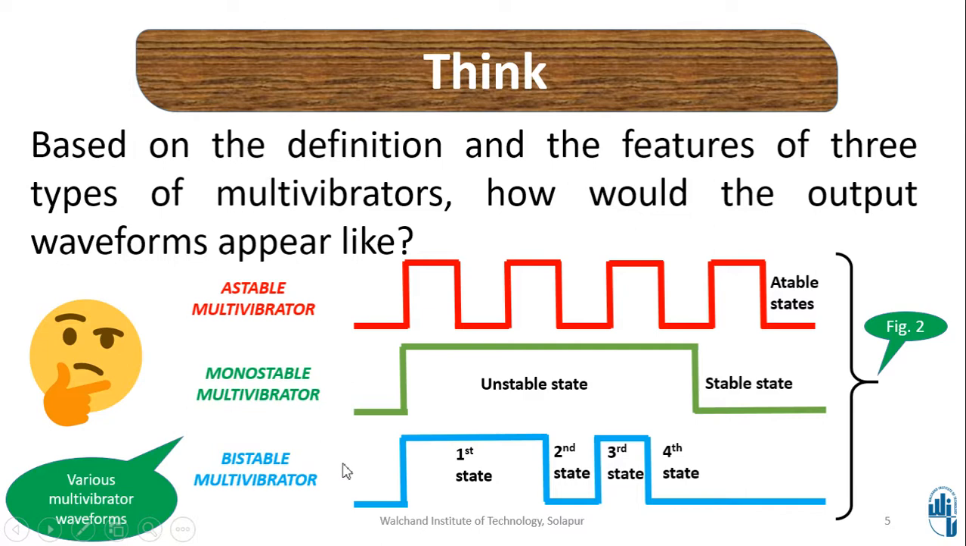The third kind of waveform is that of the bistable multivibrator. Whenever you apply a trigger pulse at this point, it transits from 0 to 1 when the first trigger pulse is applied. When the second trigger pulse is applied here, it transits back to 0 and remains there until a third pulse is applied to transit the output from 0 to 1 again, and so on.